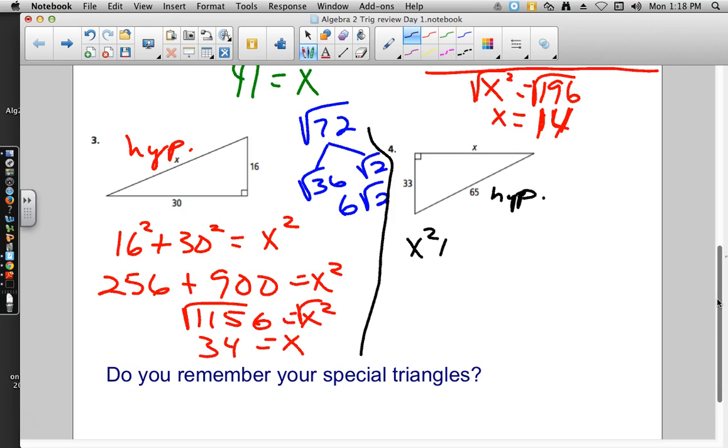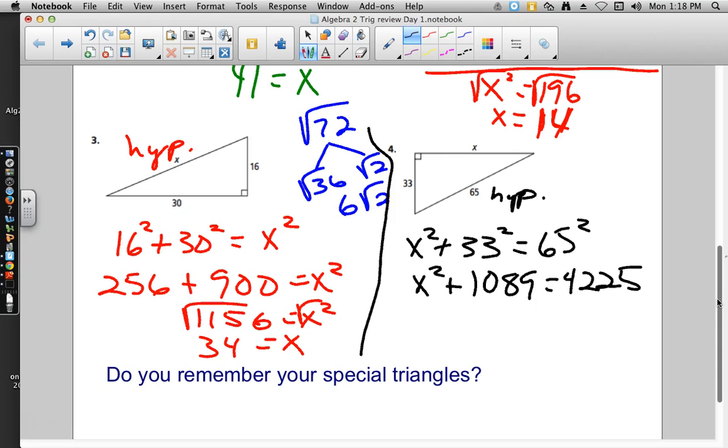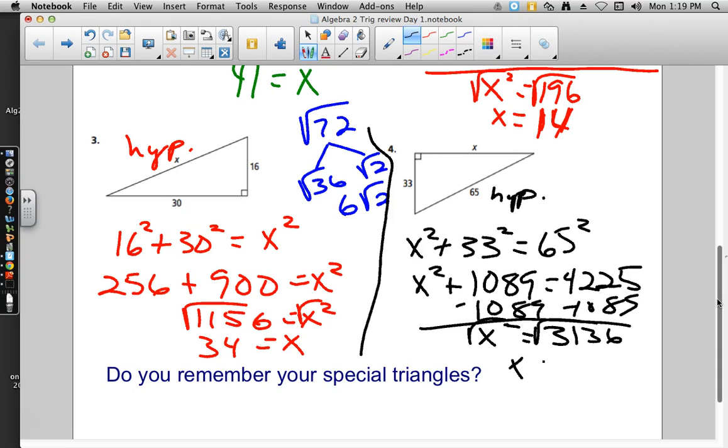So x squared plus 33 squared, or 33 squared plus x squared, equals 65 squared. And those two squares are going to be ones that we have to punch in the calculator because we just don't memorize 33 squared and 65 squared. They're just not something we have a whole lot of use for. So then we'll subtract 1089 from both sides, and x squared will equal 3136. And again, we take the square root, hoping that we'll get a really nice number to pop up, and we do, and that is 56.